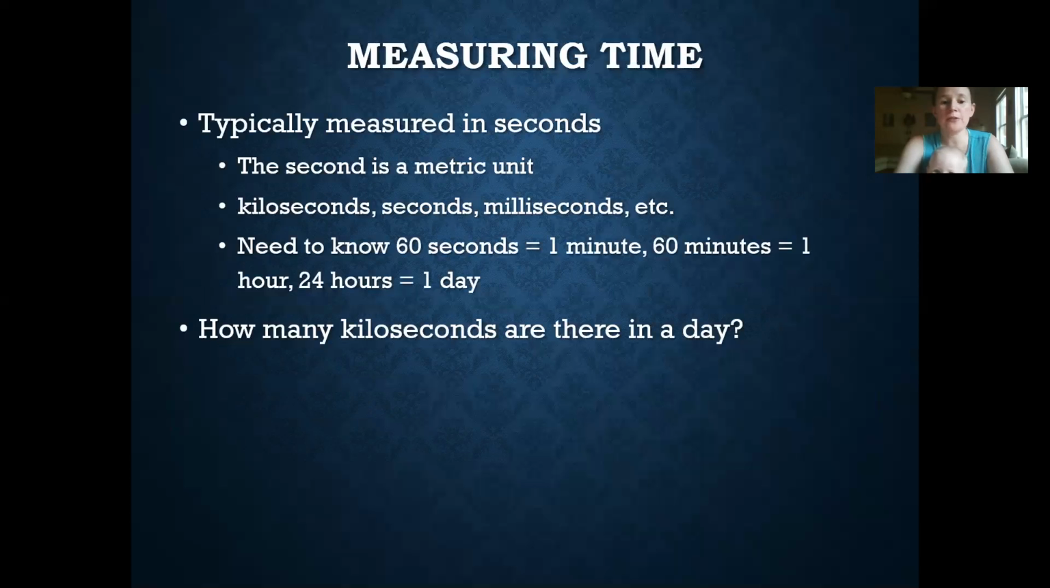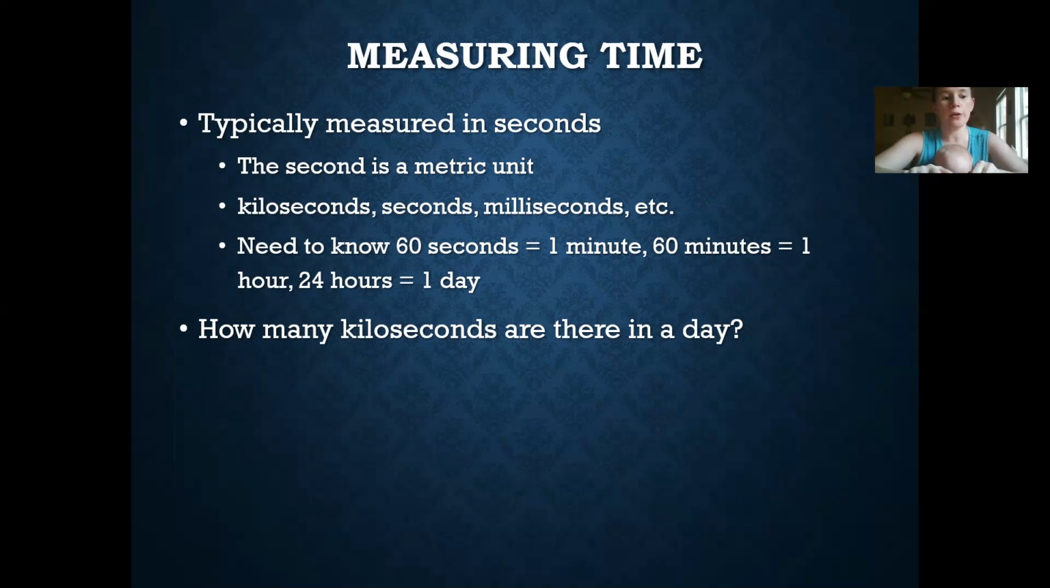When measuring time, we use seconds. The second is a metric unit, which means you can record it or report it in kiloseconds, seconds, milliseconds, etc. However, if you're timing something, say, the amount of time it takes one substance to react with another substance, and you're given a measurement that is, for example, 1.5 minutes, you need to know how to convert that to seconds in order to complete your calculations and report it appropriately.